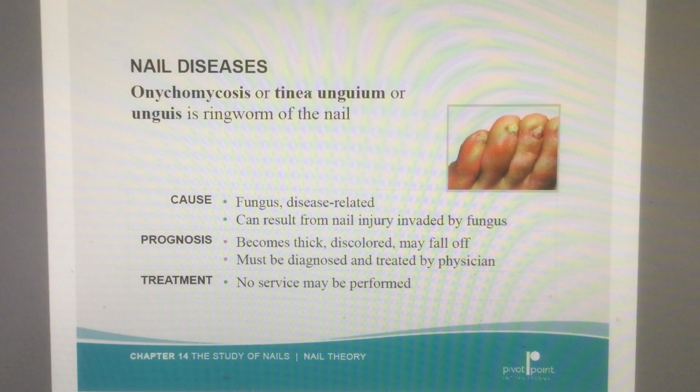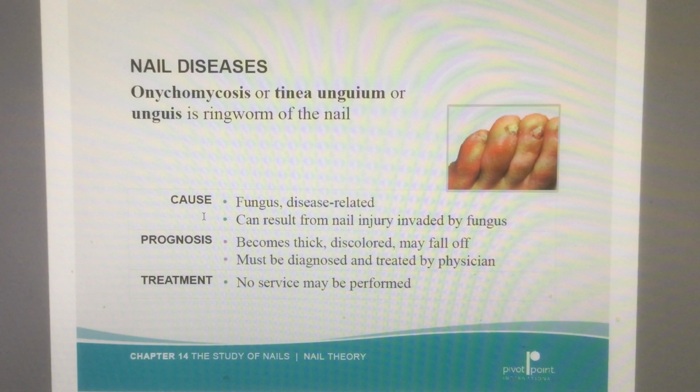This term tinea, when we say tinea capitis, it's tinea or ringworm of the scalp. When we say tinea pedis, it's ringworm of the foot. When we say tinea unguium, it's ringworm of the nail.